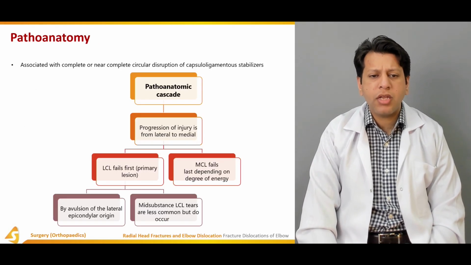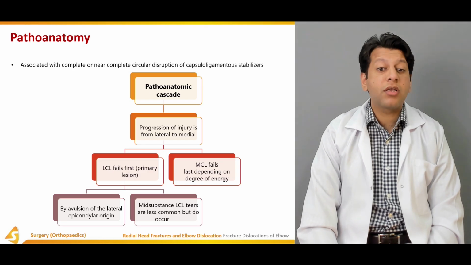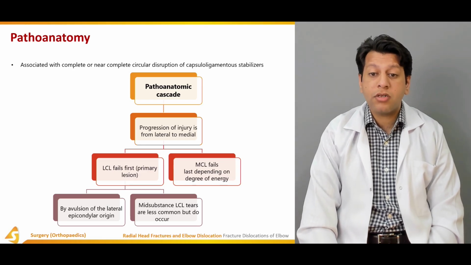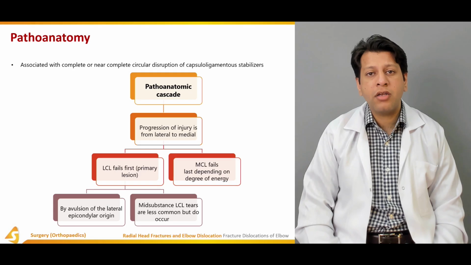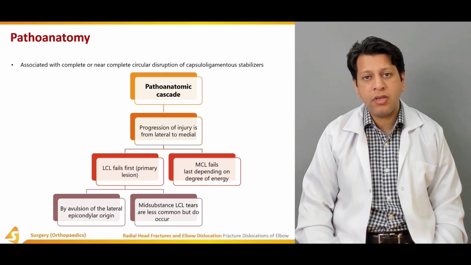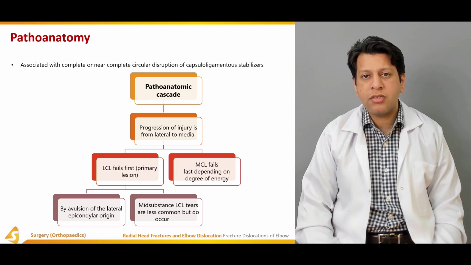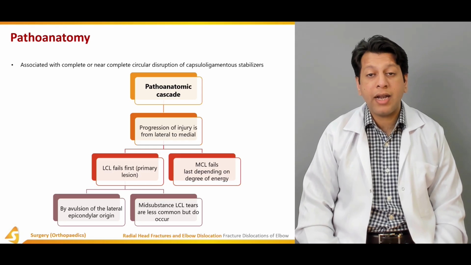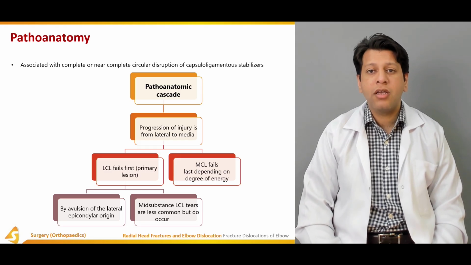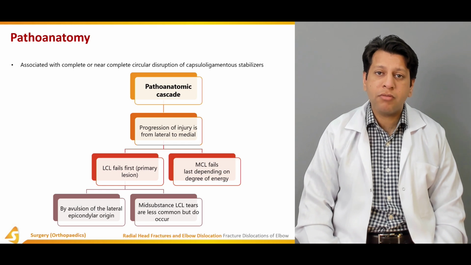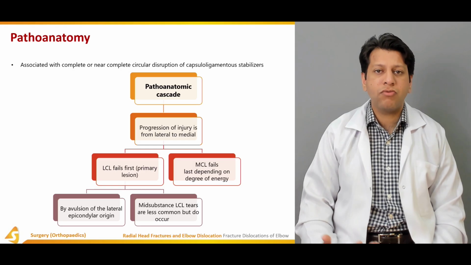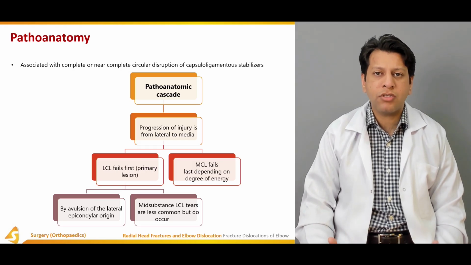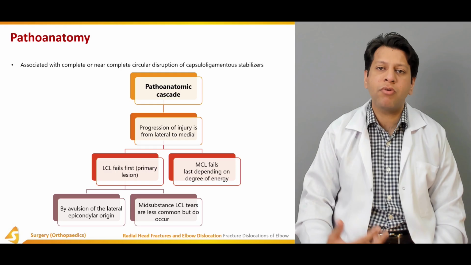Now coming to the pathoanatomy, it may be associated with complete or near complete circular disruption of the capsuloligamentous stabilizers. As we know, around the elbow we have collateral ligaments on the medial side forming the medial collateral ligament, and on the lateral side we have the lateral collateral ligament. Among them, the most common and the most important is actually the lateral ulnar collateral ligament, which may result in varus instability and valgus instability of the elbow if that gets injured.